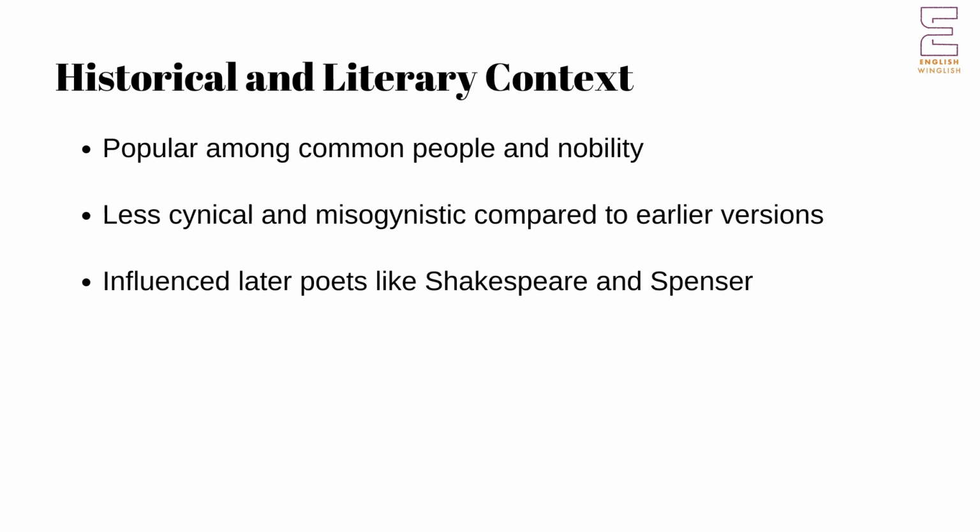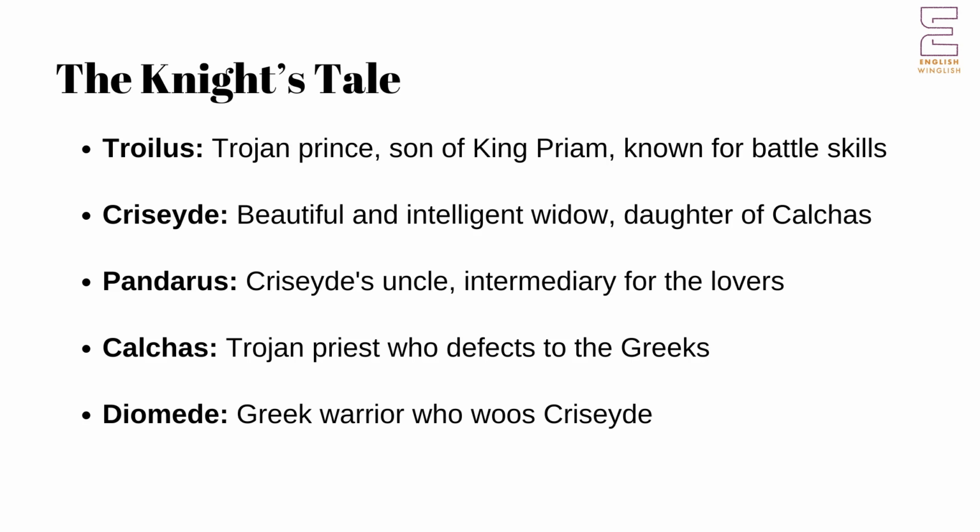Chaucer's use of rime royale influenced later poets, including William Shakespeare and Edmund Spenser, highlighting his impact on English literature. Characters. The main characters in Troilus and Criseyde are vividly drawn and complex. Troilus, a Trojan prince, is the son of King Priam and the brother of Hector. Known for his prowess in battle, he is initially inexperienced in matters of love.